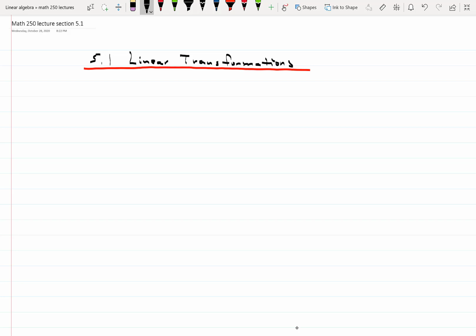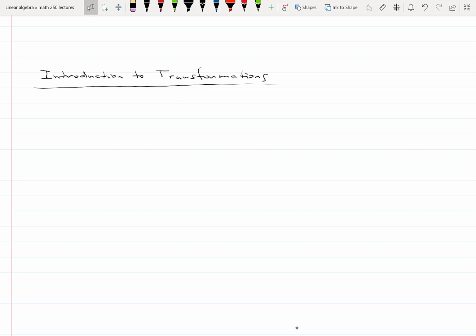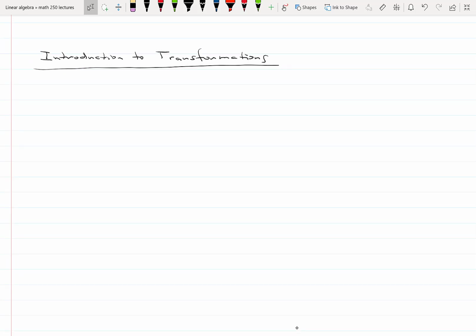What is a linear transformation? Before we talk about a linear transformation, let's talk about just a transformation, not a linear transformation, just transformations. Transformations are functions between vector spaces. And if that doesn't make sense, no worries. I'm going to give you an example.